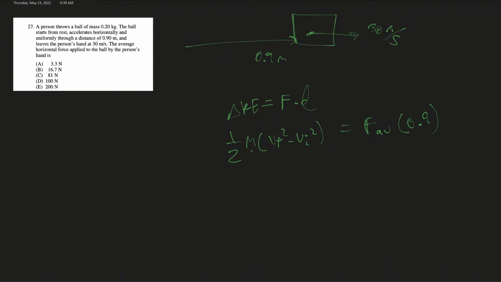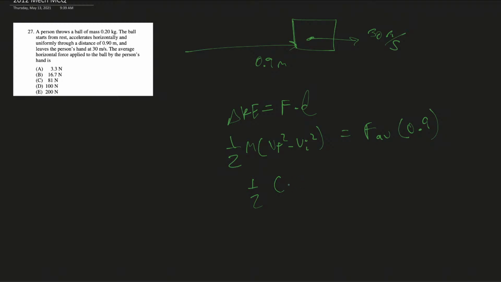So solving for this, 1/2 times the mass, which is 0.2, and we're left with 30 meters per second. We don't start with any initial velocity. We just have 30 squared is equal to 0.9 times the average force. Plugging this into the calculator, this gives us the answer that the average force applied is 100 newtons. So the answer is going to be D.